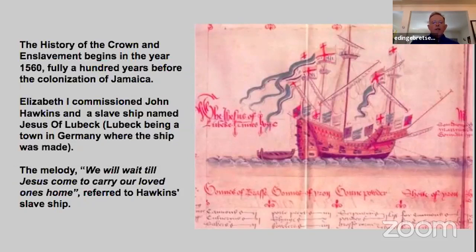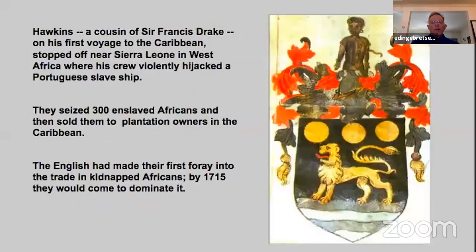Elizabeth I commissioned John Hawkins and a slave ship named Jesus of Lubeck, Lubeck being a town in Germany where the ship was made. If you know the tune, "We Will Wait Till Jesus Come to Carry Our Loved Ones Home," that refers to this. This was the first venture by the Crown, the English government, into this kind of trade. Although these were the same years that gave us our first colonies on the East Coast, Raleigh and Croatoan in North Carolina, and the various trips by Walter Raleigh.